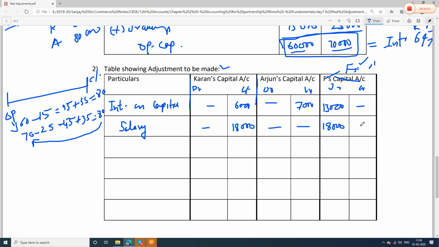Okay. Now after that, try to understand, guys. This interest on capital and salary, we made a profit of 70,000.